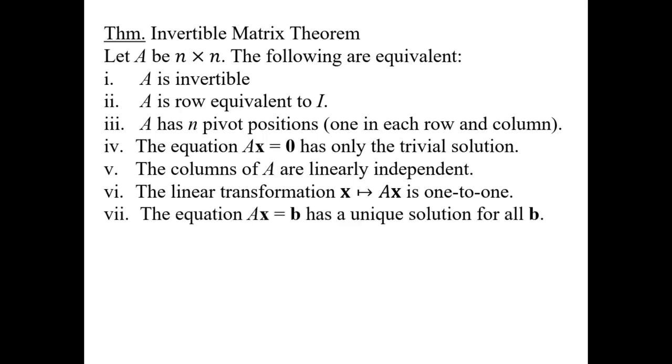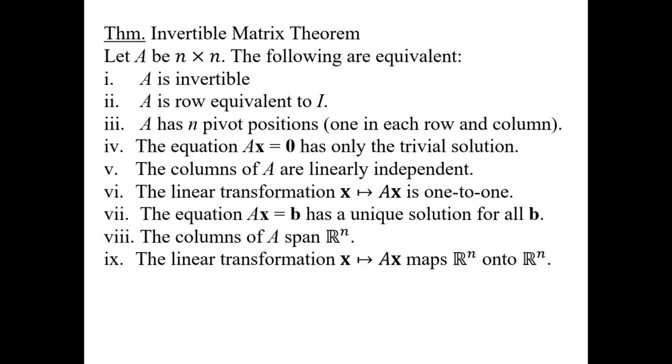The equation AX equals B has a unique solution for all B, okay? That's actually saying 2 different things. That's saying that it's a unique solution. Okay, great. That's 1 to 1, right? That the solutions are unique, but it has a solution for all B, right? There is a solution no matter what B we pick. That is another way of saying that the columns span R^n, and that is also the same as saying that the mapping is onto.